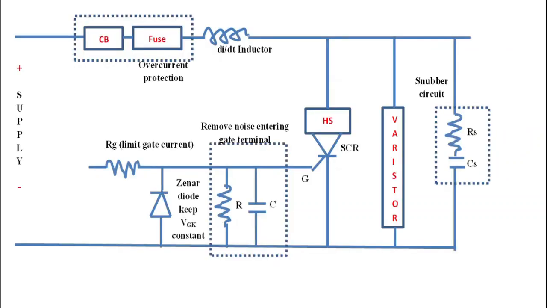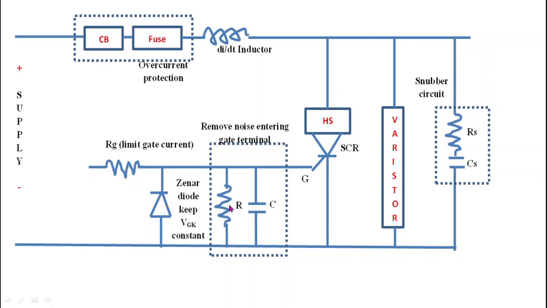Now this is the complete protection circuit. Here fuse in series with this anode circuit is used for overcurrent protection. So this inductor is used for dI/dt protection. This snubber circuit is used for dV/dt protection. This thyristor is placed in parallel with SCR to protect it from overvoltage. This heat sink is mounted on SCR to limit the temperature.